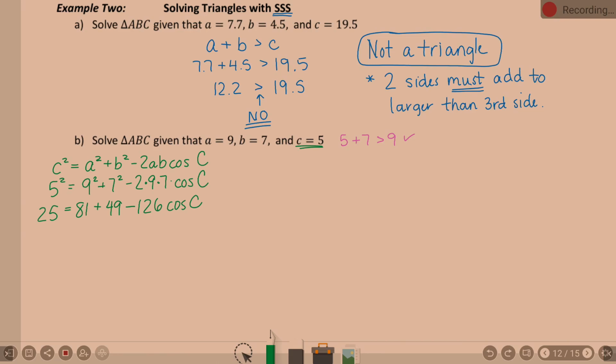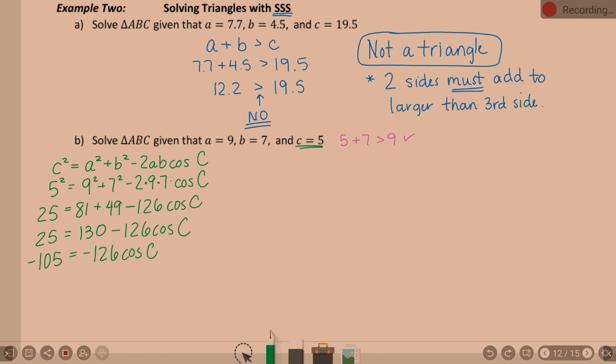I think most of you are ahead of me, aren't you? Which is fine. You can go ahead and add the 81 and 49 together. So 81 and 49 is 130, I think. If anyone hears me make a math mistake, let me know because I'm doing a lot of mental math here. Then, in our efforts to get cosine C by itself, I'm going to move the 130 over. When you move the 130 over, 25 minus 130 is going to put me at negative 105 equals negative 126 cosine C.